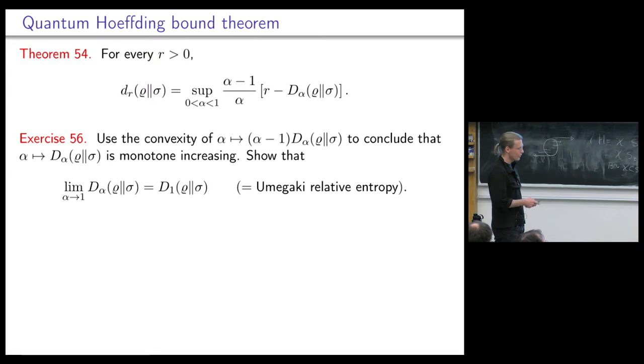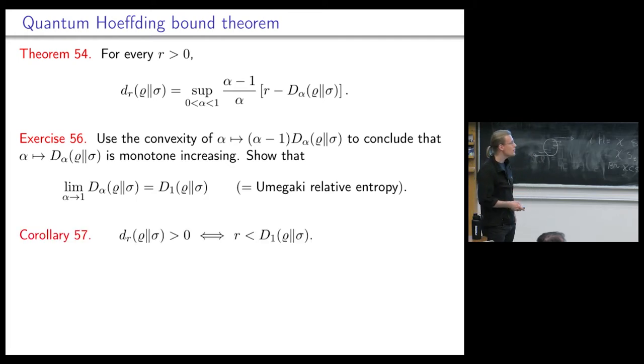Okay? And a bit more discussion about this result. Another exercise is to use the convexity of this function to see that these Rényi divergences are monotone increasing in the parameter alpha. Okay? And moreover, if you take alpha going to 1, then you get back the standard relative entropy. What is the implication of this?